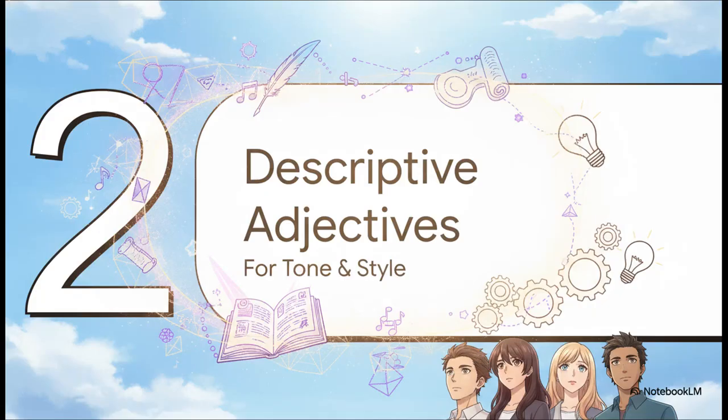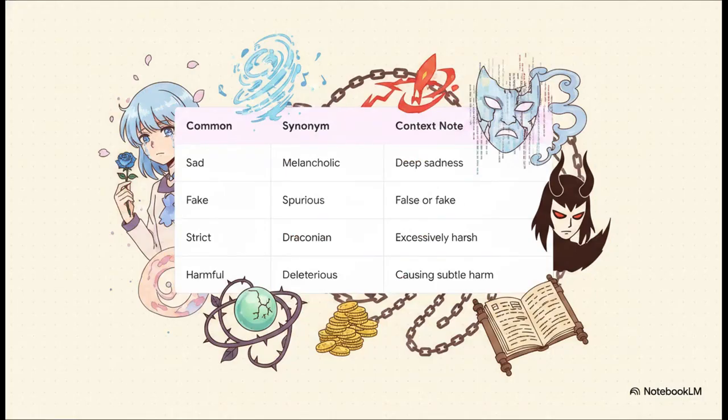Moving on to Section 2, precise descriptive adjectives. Imagine reading the word sad for the 100th time. It's just so vague, you know? But if you describe a tone as melancholic, suddenly you're suggesting a deep, pensive, long-lasting sorrow. Instead of calling a rule strict, calling it draconian instantly paints a picture of excessively harsh measures. And swapping harmful for delirious adds this incredible nuance of subtle, almost insidious damage. Same goes for changing fake to spurious. Just pause for a second and think about how much more specific these advanced synonyms actually are.